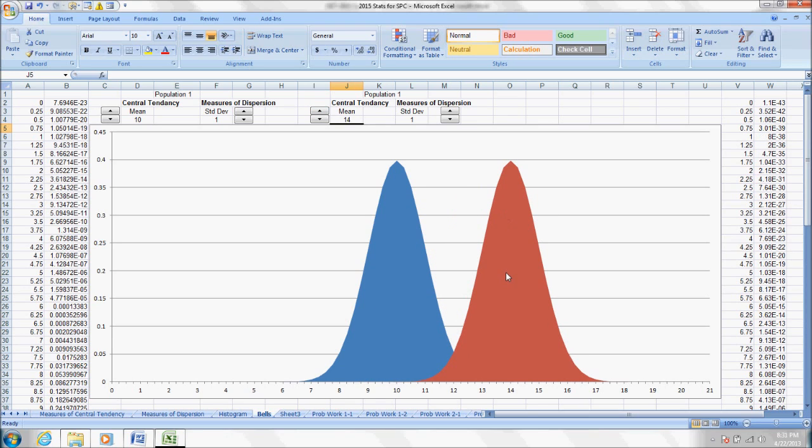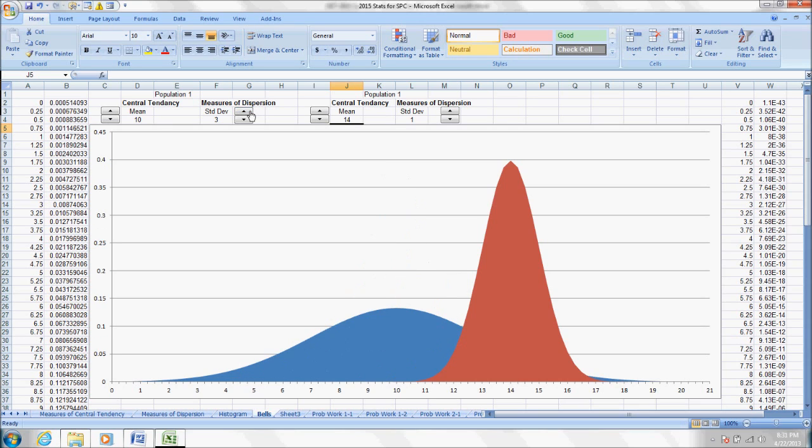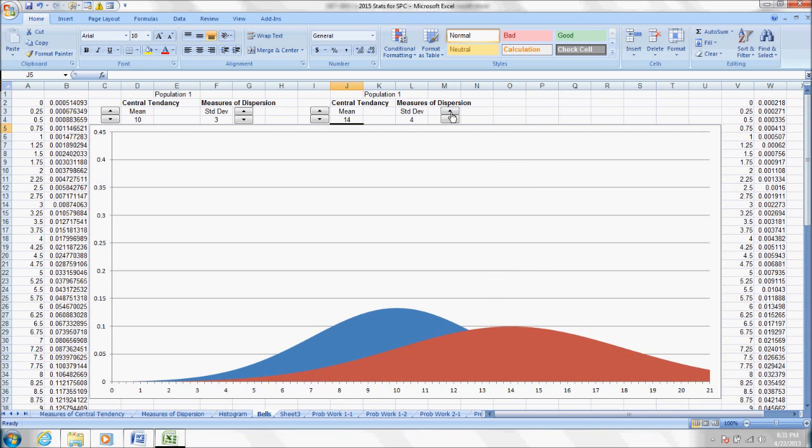So you can see like a mean of 14. Even though the standard deviations are the same, the mean, the center of the distribution is different from each other. So that's kind of a good visual of how central tendency and measures of dispersion are different. You can see as standard deviation increases, so do the curves, the size of the curves, and how it's spread about the mean. So that's an example.